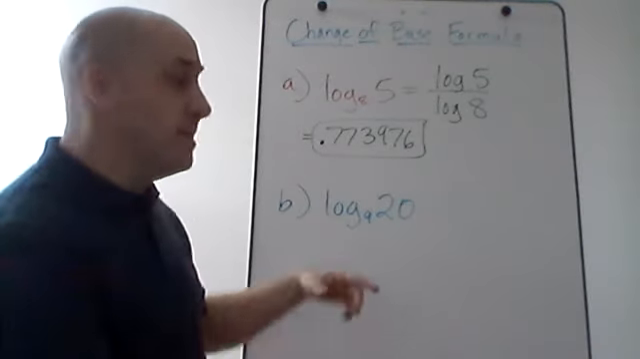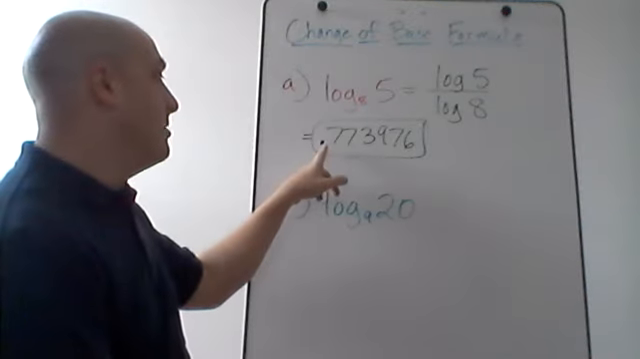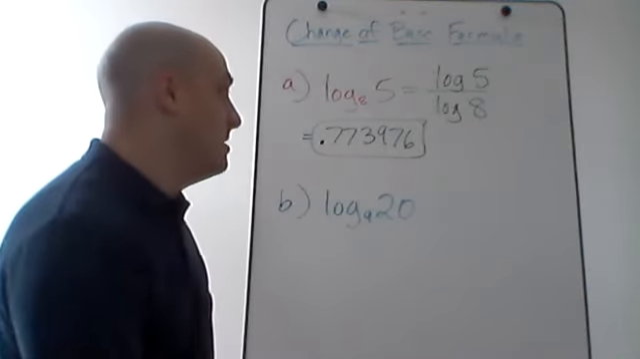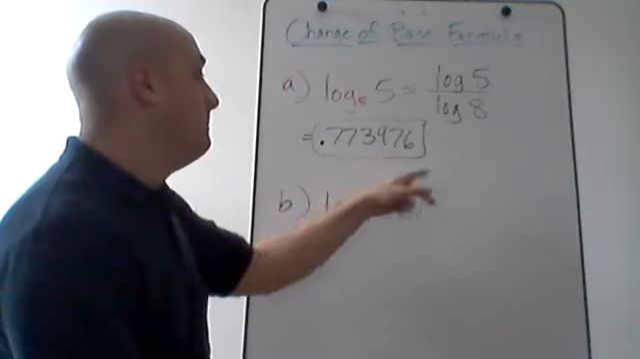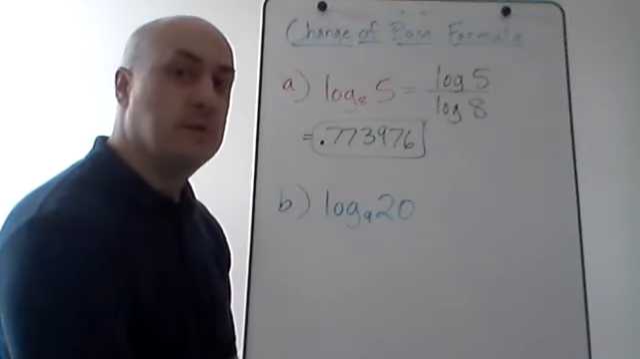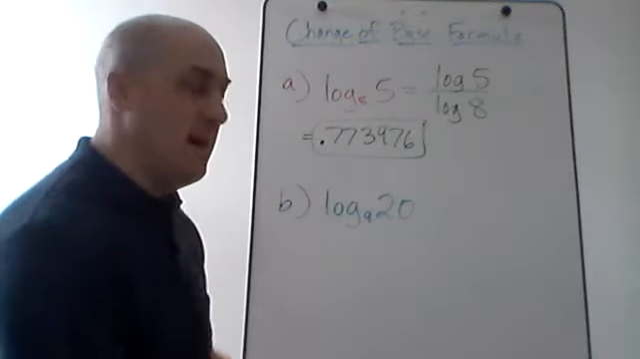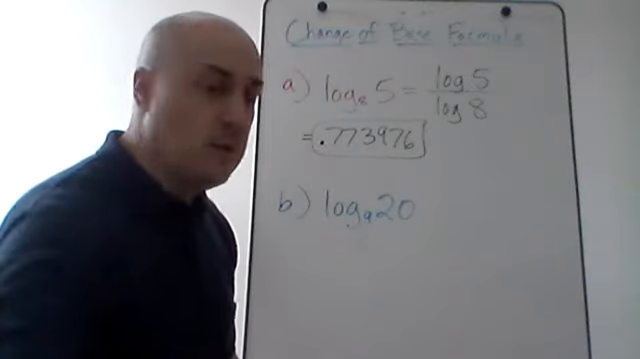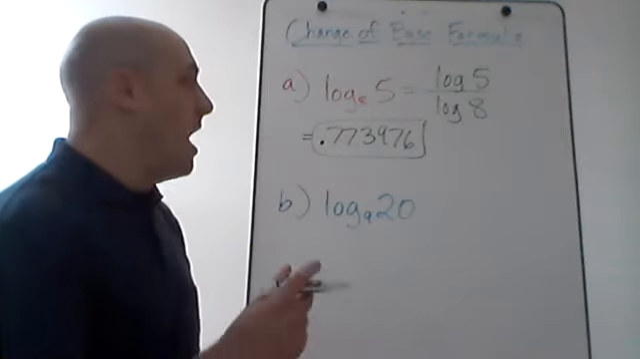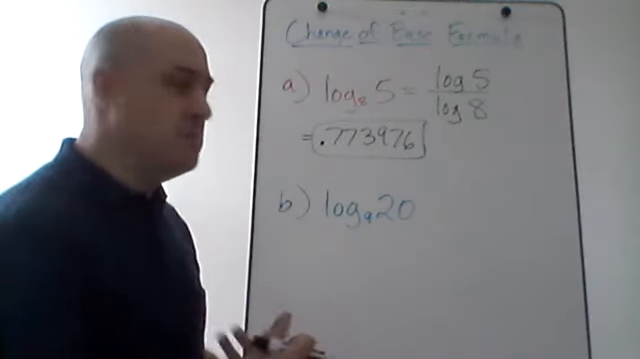So remember what this means. If I take 8 and I raise it to the power 0.773976, that's going to give me 5. So 8 raised to this power gives me 5. That's what a logarithm represents. So that works fine when I change it to a common log, but what if instead of the common log I chose the natural log?